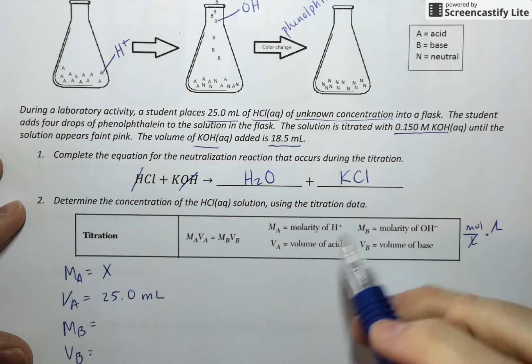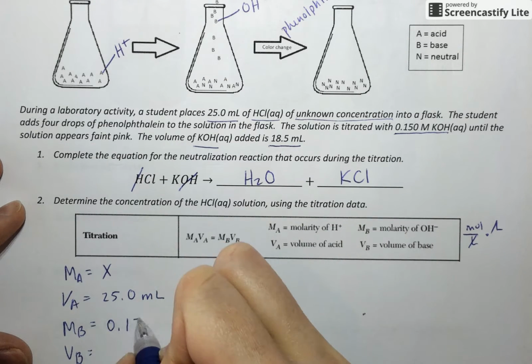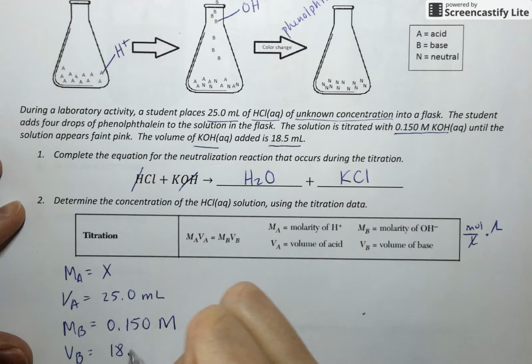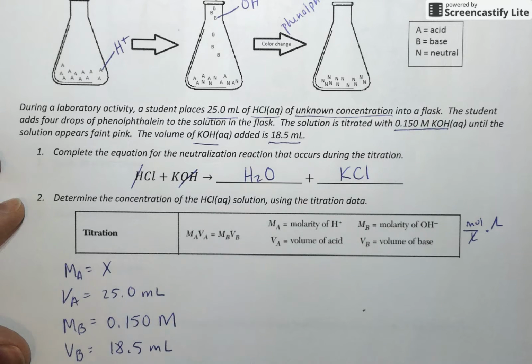The base, on the other hand, I did know the concentration of. I know it's 0.150 molar, so it's a relatively weak base that I'm adding to titrate my acid. And it takes 18.5 milliliters to completely neutralize the 25 milliliters of acid.